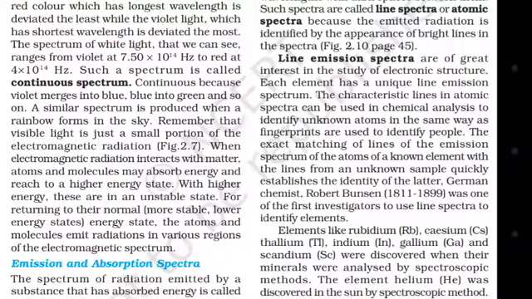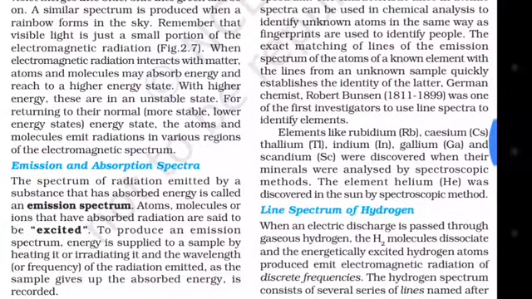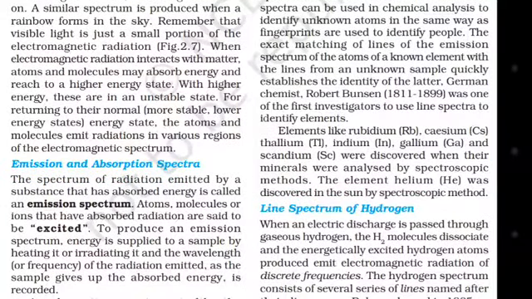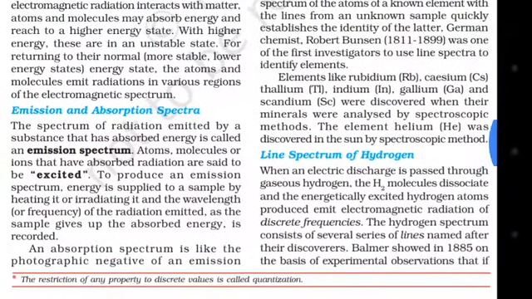German chemist Robert Bunsen (1811 to 1899) was one of the first investigators to use line spectra to identify elements. Elements like rubidium (Rb), cesium (Cs), thallium (Tl), indium (In), gallium (Ga), and scandium (Sc) were discovered when their minerals were analyzed by spectroscopic methods. Okay, this becomes a very good question. Take note, it is a good question: how these were discovered, when analyzed by spectroscopic methods. The element helium, He, was discovered in the sun by spectroscopic method.